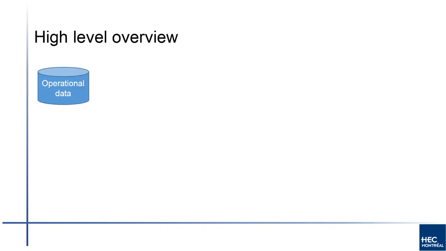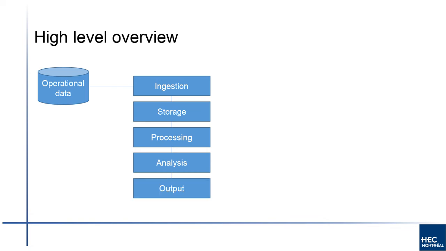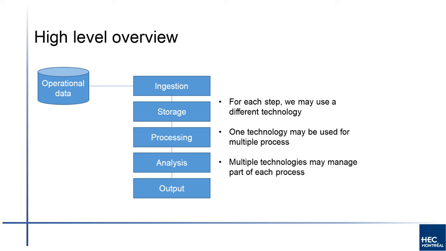So at a high level, we have the data that our operations generate, and we have to ingest this data. Once we have ingested it, we have to store it somewhere. Once we've stored it, we have to process it. Once we've processed it, we have to analyze it, and eventually this analysis will help us derive a certain output. All these steps are required for us to make the inference or help with the decision-making process that we have. Now, for each of these steps, we may need a different technology.